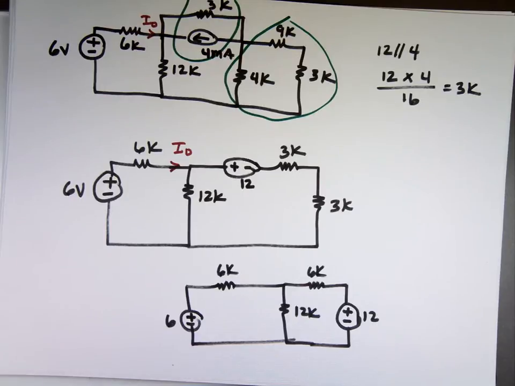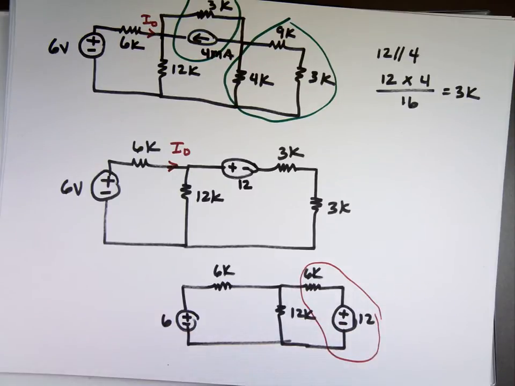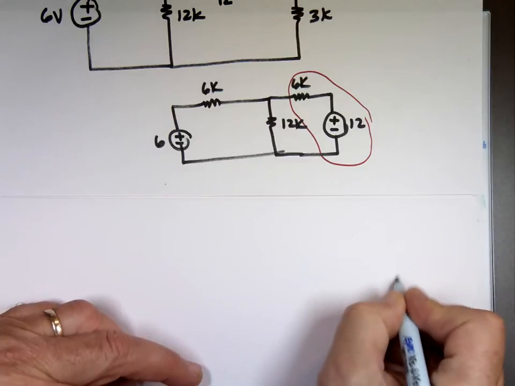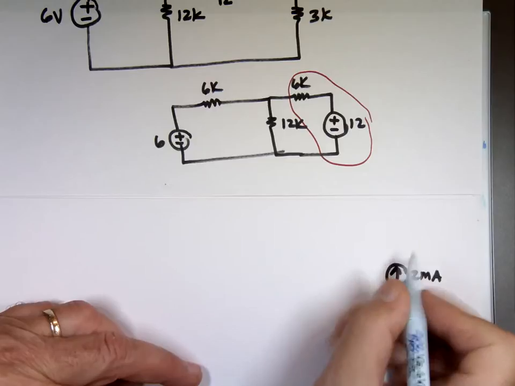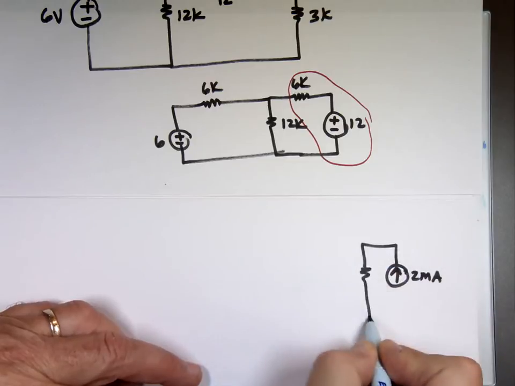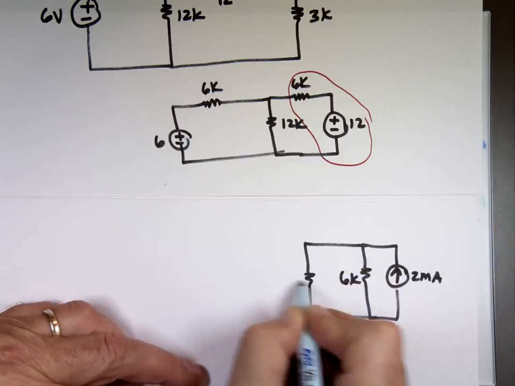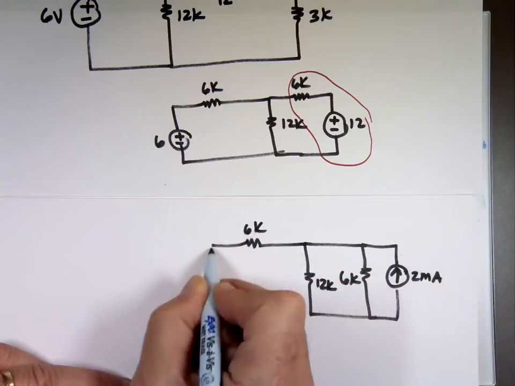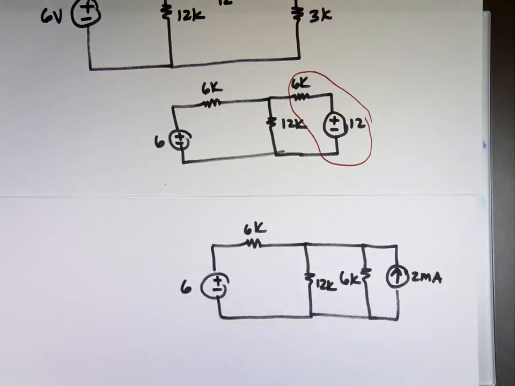Can I do one more source transformation right here? If I do one more source transformation there, this will be 12 divided by 6, which is what? A current going up of 2 milliamp, in parallel with 6K, 12K, 6K, 6 volts. I sub O again.